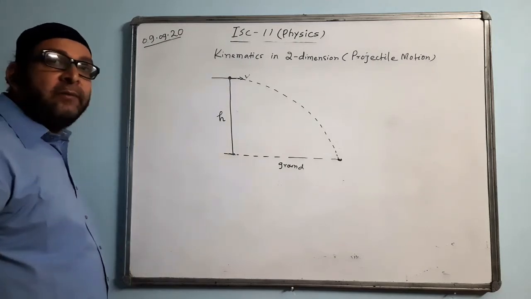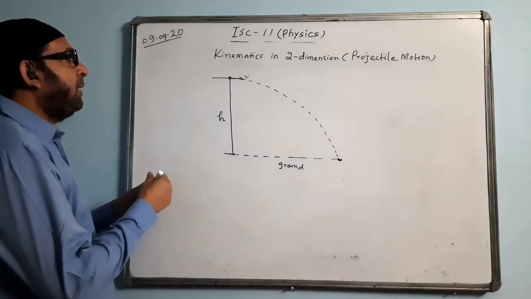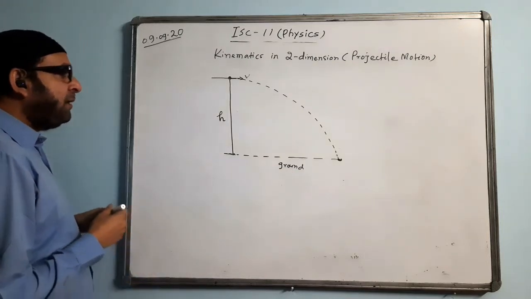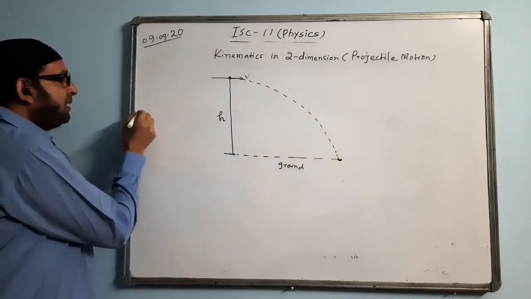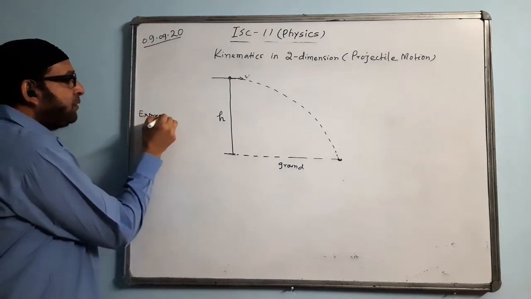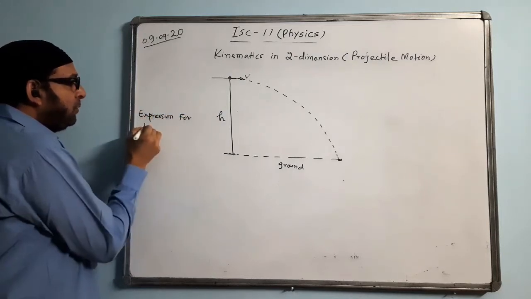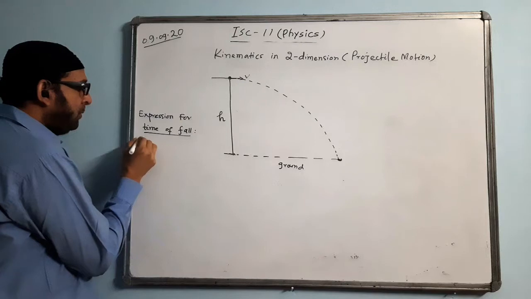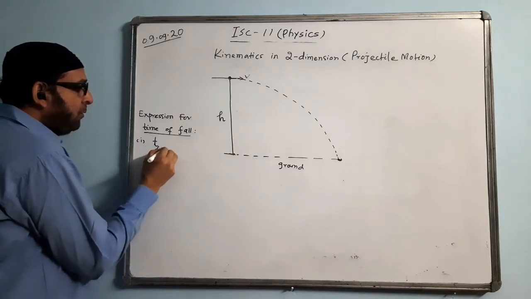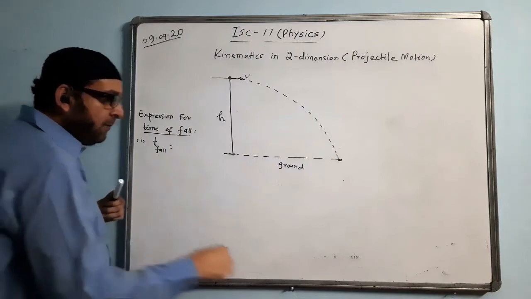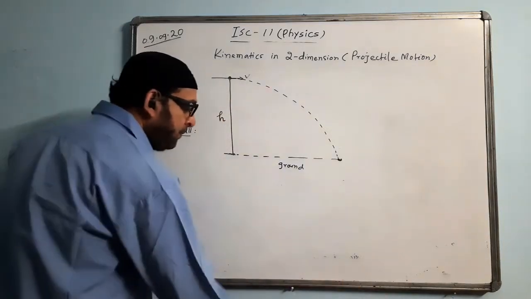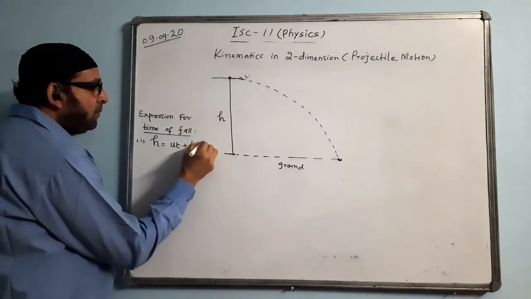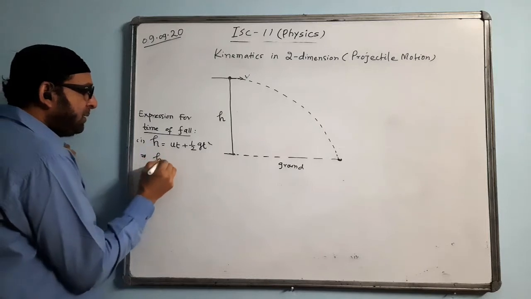So for this case also we will be finding the time of fall. We are throwing it horizontally, and then the body is going to fall down in this manner. So how to find the time of fall? For this case, we are finding the expression for time of fall. We will be using the formula h is equal to ut plus half gt square.